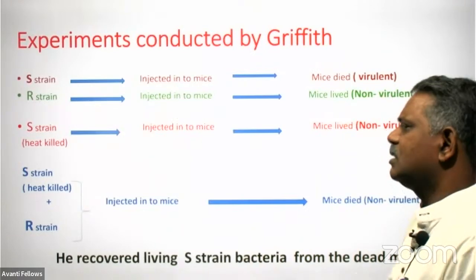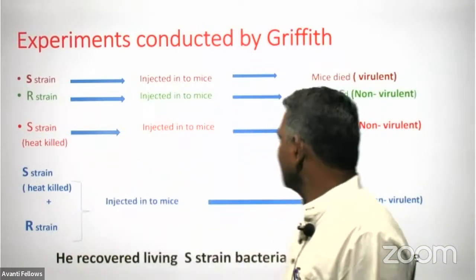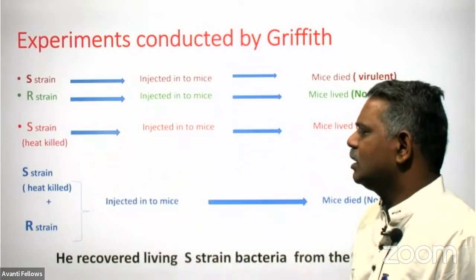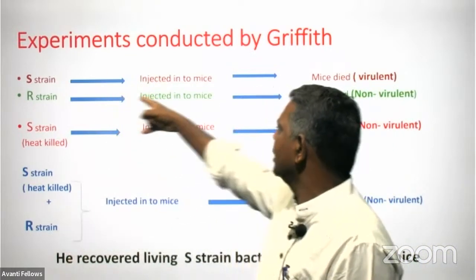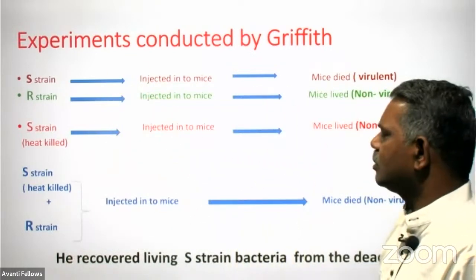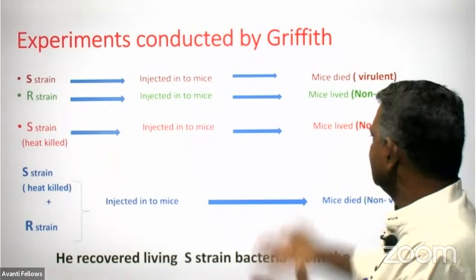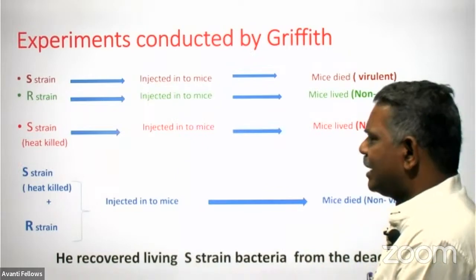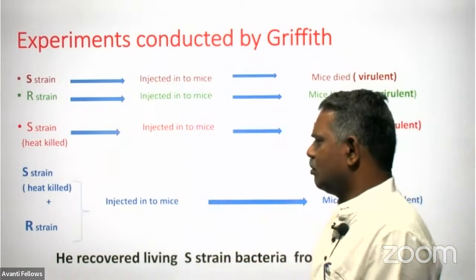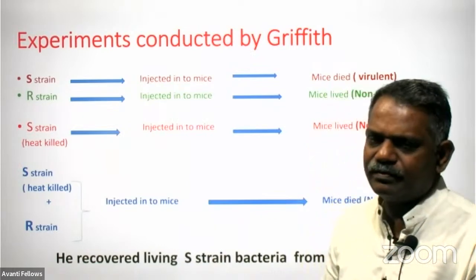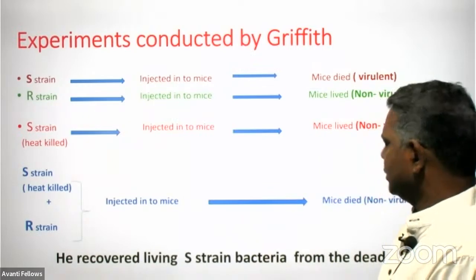Then later, he mixed the heat-killed S strain, which is non-virulent, with the R strain, which is also non-virulent. He mixed these two, the heat-killed strain, non-virulent, and the R strain, also non-virulent. And this mixture he injected into the body of the mice. What happened? That mice died.